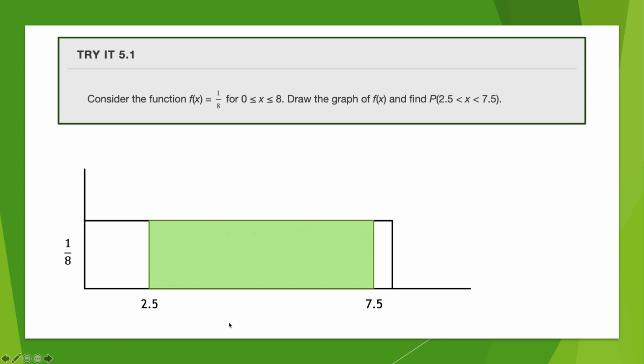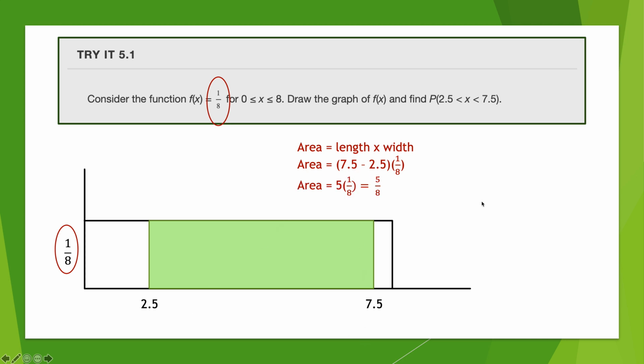Now, all I need to do is subtract 7.5 minus 2.5, which gives me 5. And then remember that this uniform height that goes all the way across, because all the scores are the same and it's continuous, is 1/8. So that's where I get the 1/8 from. Then area is length times width. So the 7.5 minus the 2.5 works out to be 5, and I multiply that by the width of the rectangle or the height of the graph, same thing, and I get 5/8.